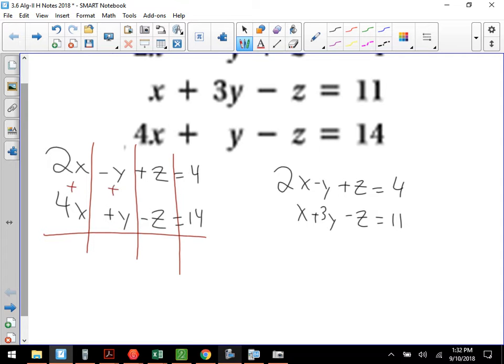I'm just going to add them all together. All right. 2x plus 4x. Okay. Negative y plus y. 0. Z plus negative z. 4 plus 14. Well, that worked out nicely. What's x? 3. Okay. Hey, we're a third of the way done.